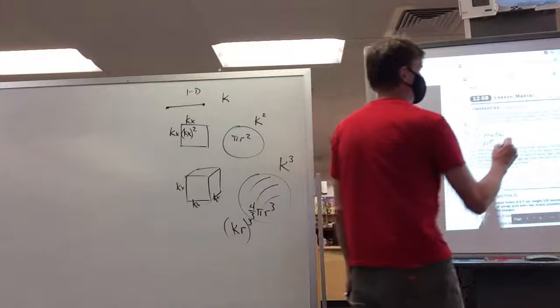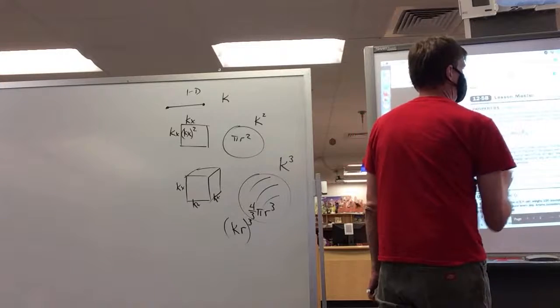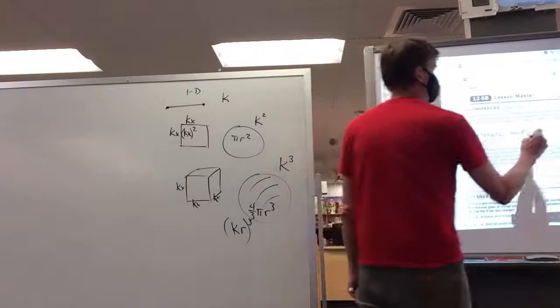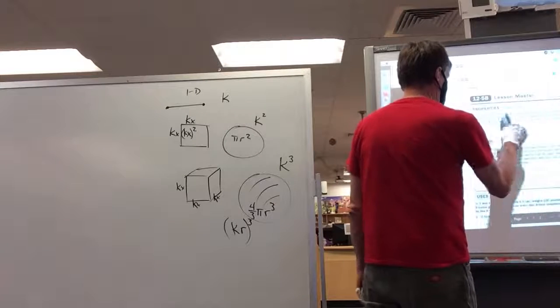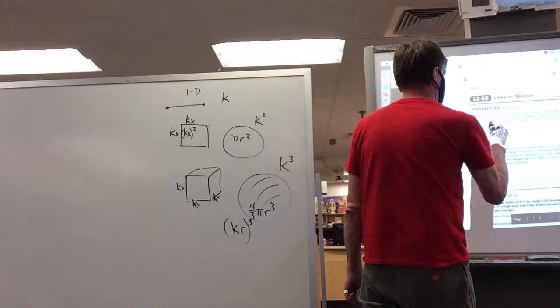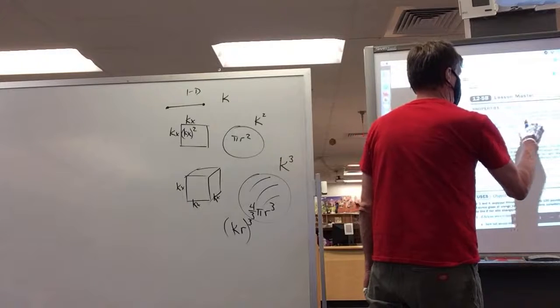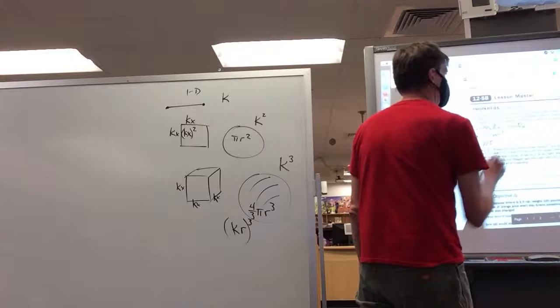What's a mile? In a square centimeter? Whoops, what am I doing? I'm writing in the wrong place. This is a meter. This is a mile. This is a square centimeter.